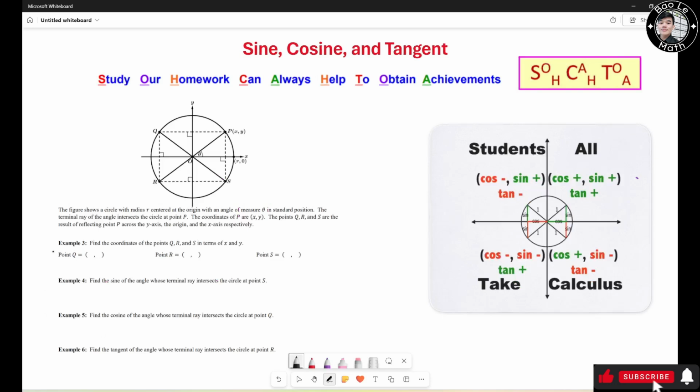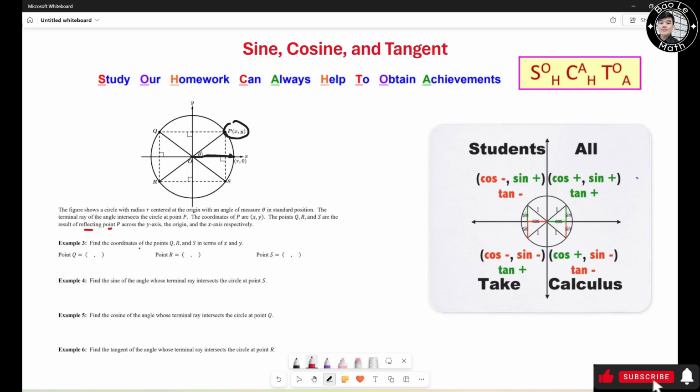Now let's move on to example number 3. The figure shows a circle with the radius centered at the origin with an angle of measure theta in standard position. The terminal ray of the angle intersects the circle at point P. So this is the terminal ray, and this is the initial ray. The coordinates of point P are x and y. The points Q, R, and S are the result of reflecting the point P across the y-axis, the origin, and the x-axis respectively.